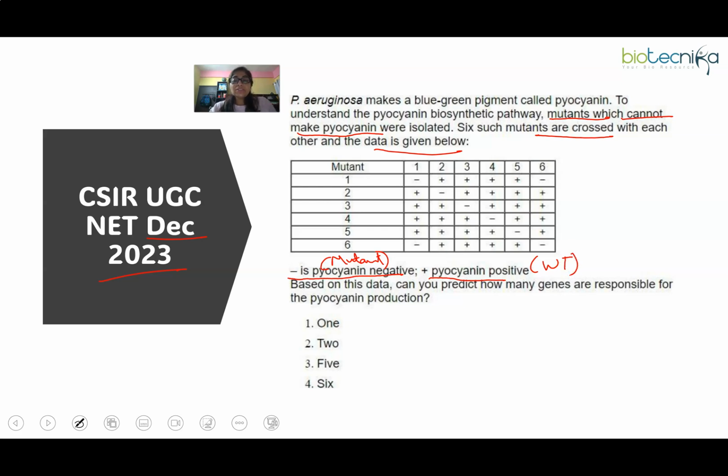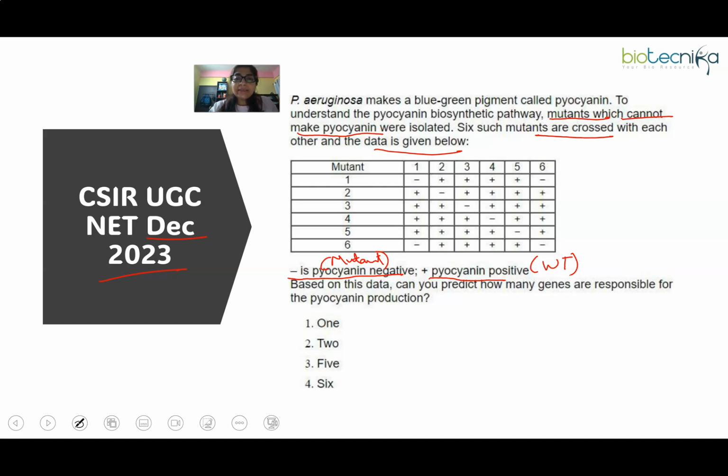Now, based on this data, can you predict how many genes are responsible for pyocyanine production? For this, what we have to find out is how many complementation groups there are. Whatever the number of complementation groups, that many genes are involved here for pyocyanine production.